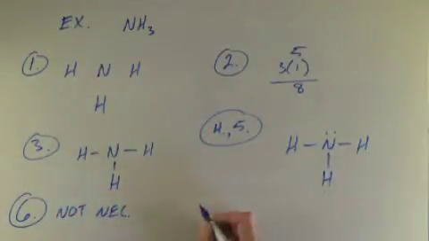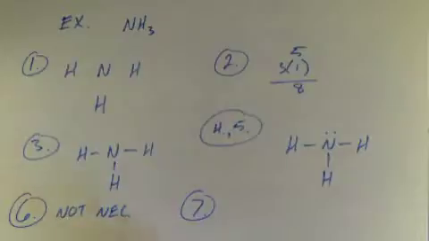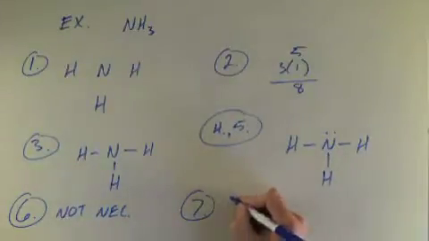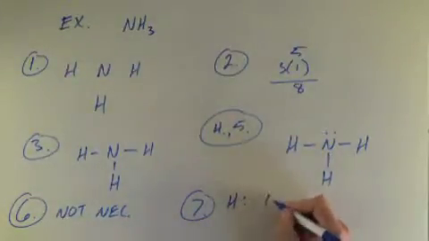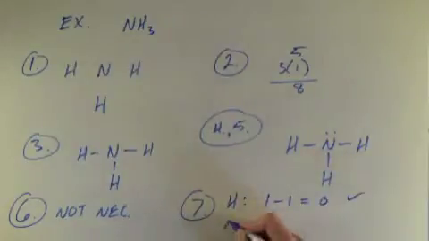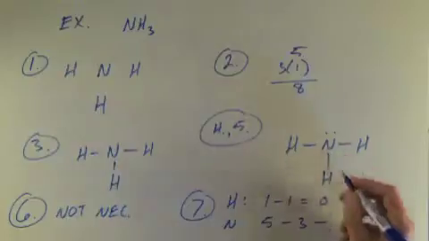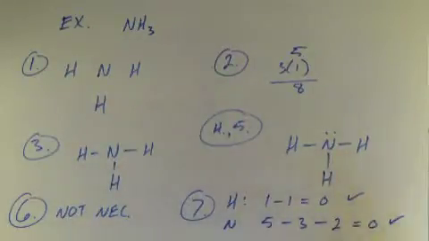And we'll just take a look at steps 6 and 7. So 6 is not necessary, no need for multiple bonds here. And 7, the formal charge, well, hydrogen, that's okay. 1 minus 1 is 0. And for nitrogen, it starts out with 5, minus 3 lines, minus 2 dots is equal to 0. That's good too.